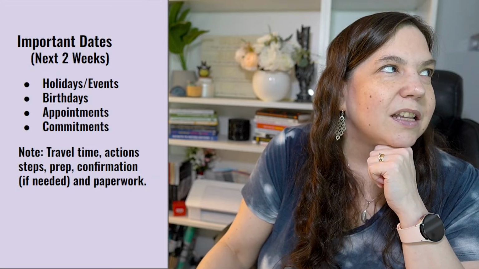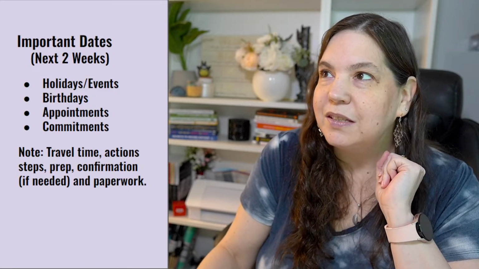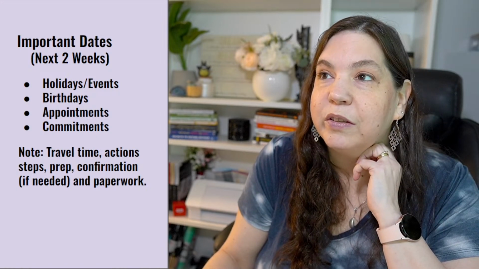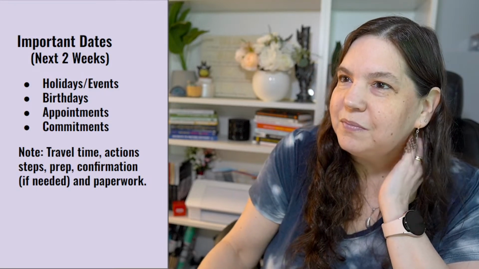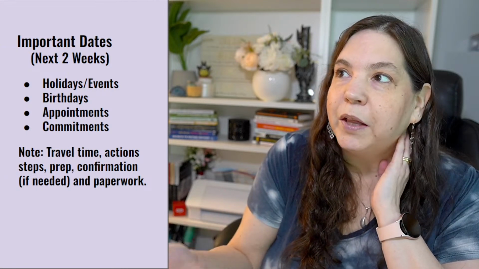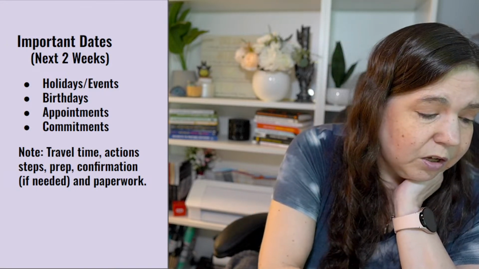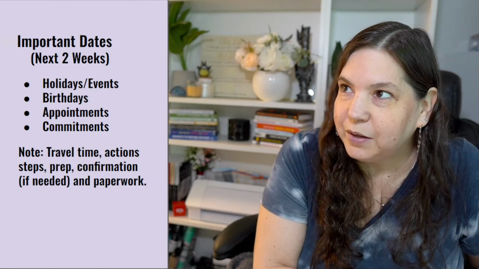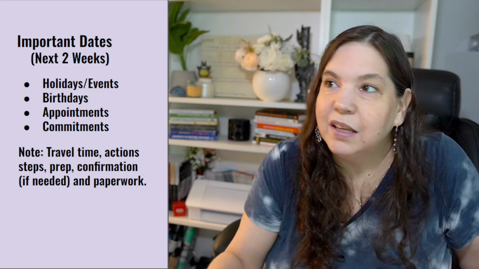What everybody has is important dates for the next 2 weeks. These are holidays, events, birthdays, appointments, and commitments. There's a space there under reminders for noting travel time, action steps, prep, confirmation if needed, and any paperwork. So let's take a quick 2 minutes and list out what those are. If you use a monthly planner, pull that out for details of what's coming up. Or if you're like me, you're going to pull up Google Calendar because that's where everything ends up getting placed. All right, guys, let's get that up and running and go.